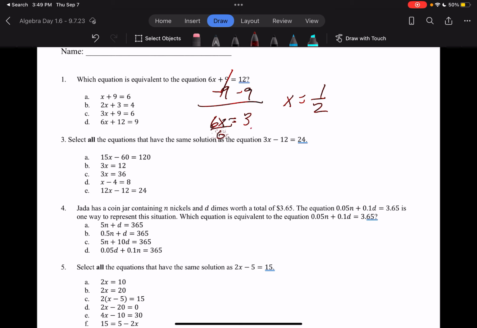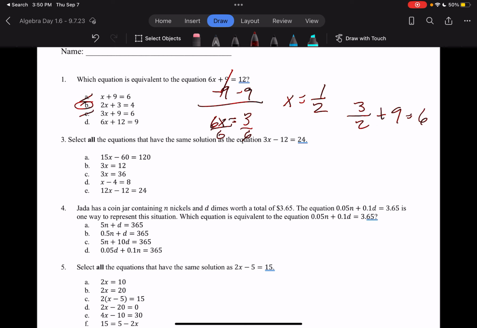If we divide both sides by 6. Sorry, I skipped a step there. So then your question is, if I go ahead and plug in 1/2 into the equation, will it be true? Okay, well, if I put 1/2 plus 9, that does not equal 6, so that is not true. If I do 1/2 times 2, that becomes 1. 1 plus 3 does equal 4. That is true. Let's check all of them though. If I do 3 times 1/2, I get 3/2 plus 9 equals 6. Nope, that's going to be too big.